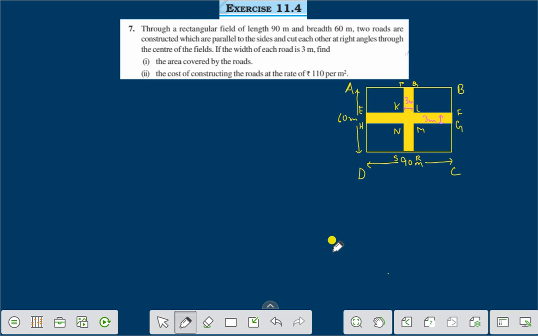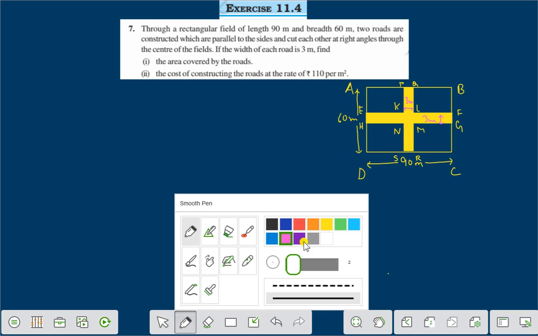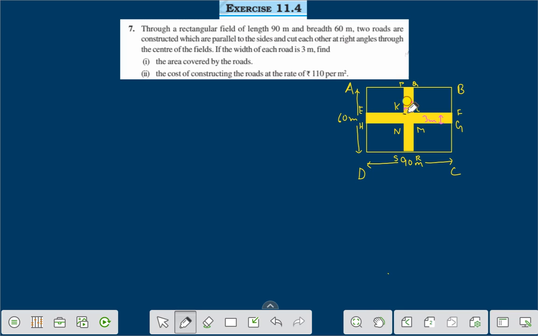But this part is counted twice. That means you have to subtract this part. Right? You have to subtract this part to get the area of the roads.